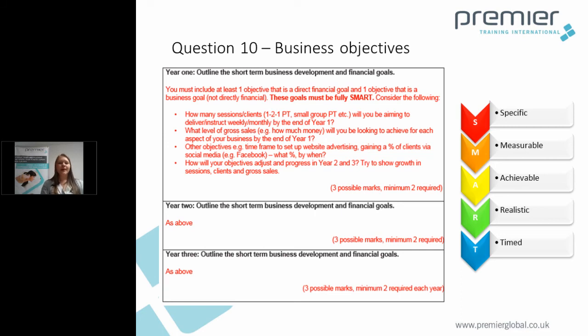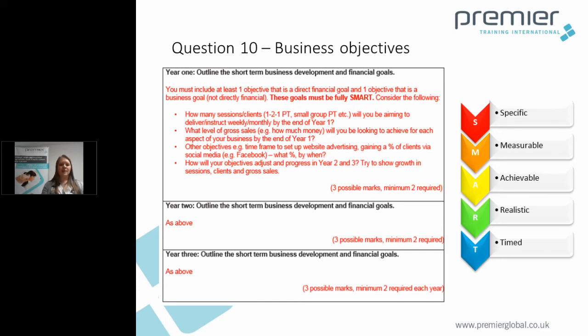So for this question, you basically need to write 2 SMART goals for year 1, year 2, and year 3. Now, one SMART goal does need to be a financial goal, and one SMART goal needs to be a development goal, so independent of any numbers or figures. Some examples are given in front of you. So, for example, to achieve a profit of £25,000 at the end of year 1 would be a good SMART goal. A development goal could be to increase Instagram followers to over 500 at the end of year 1. Another example could be to complete a qualification in Pilates by the end of the first year.